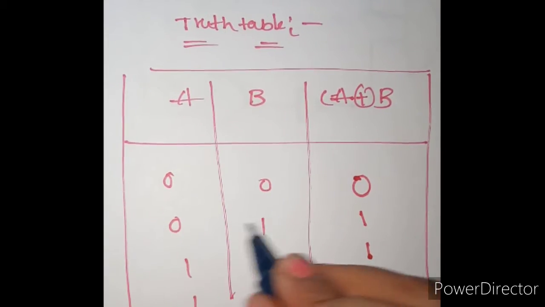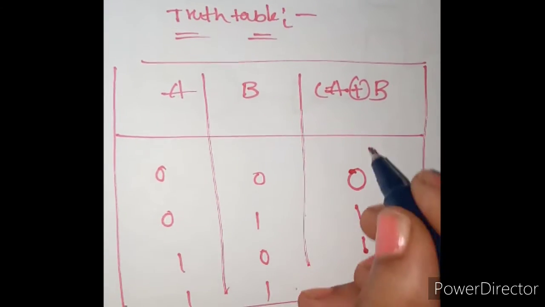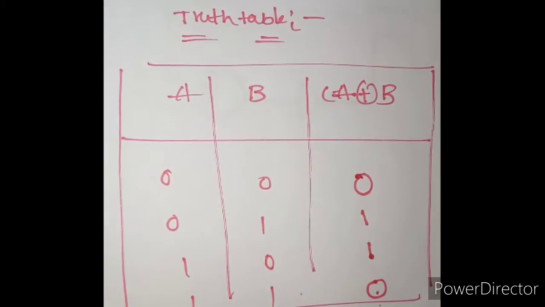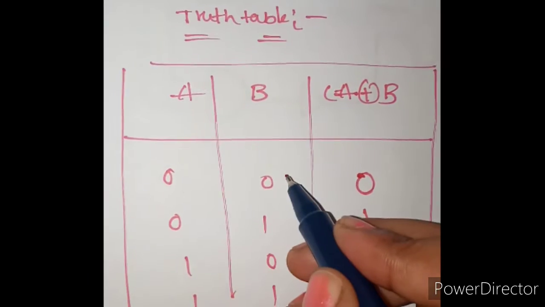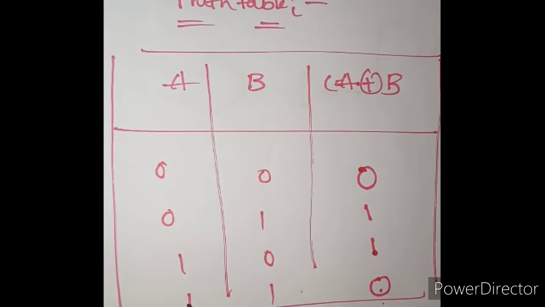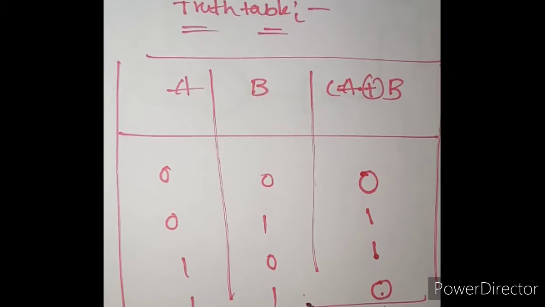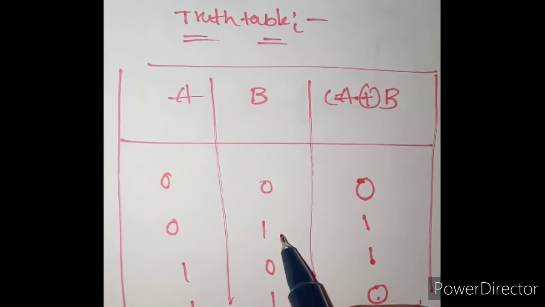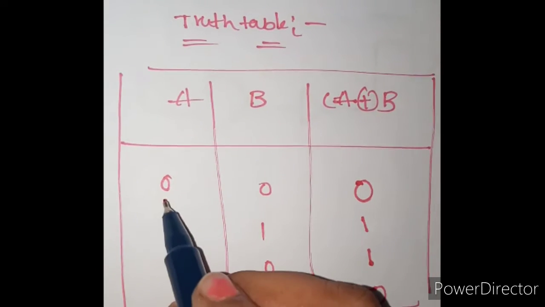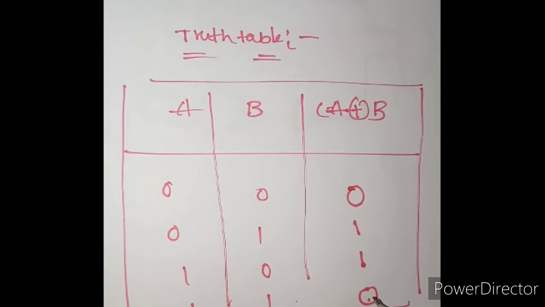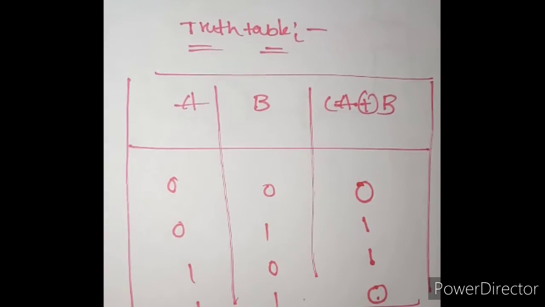See here, when the inputs are different, the output is high. Whenever the inputs are the same, see here, A is equal to 0, B is equal to 0, the output is the same, that means 0. A is equal to 1, B is equal to 1, the output is 0. When the inputs are different, the output is high. Whenever the inputs are the same, the output is low. This is known as the XOR gate.